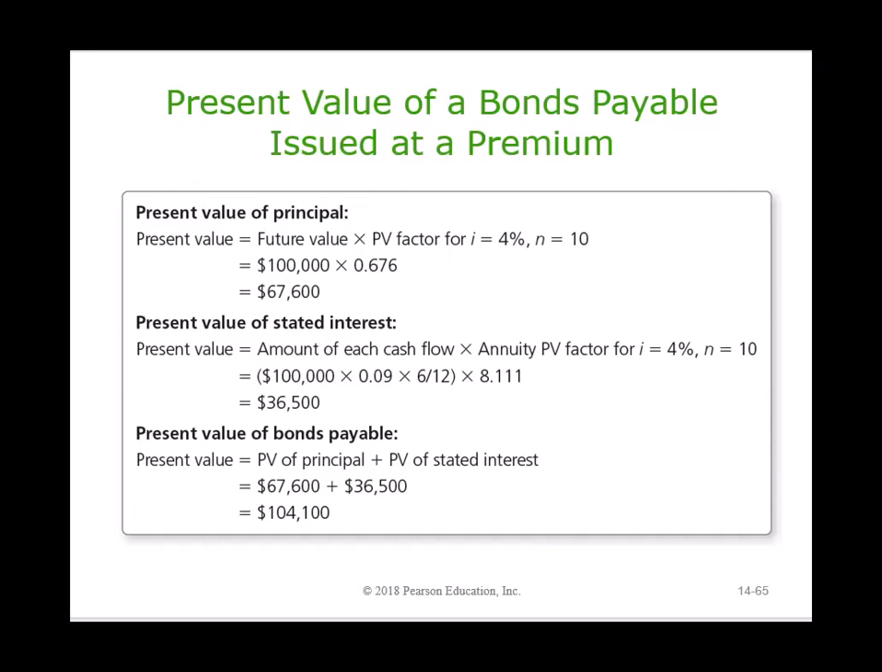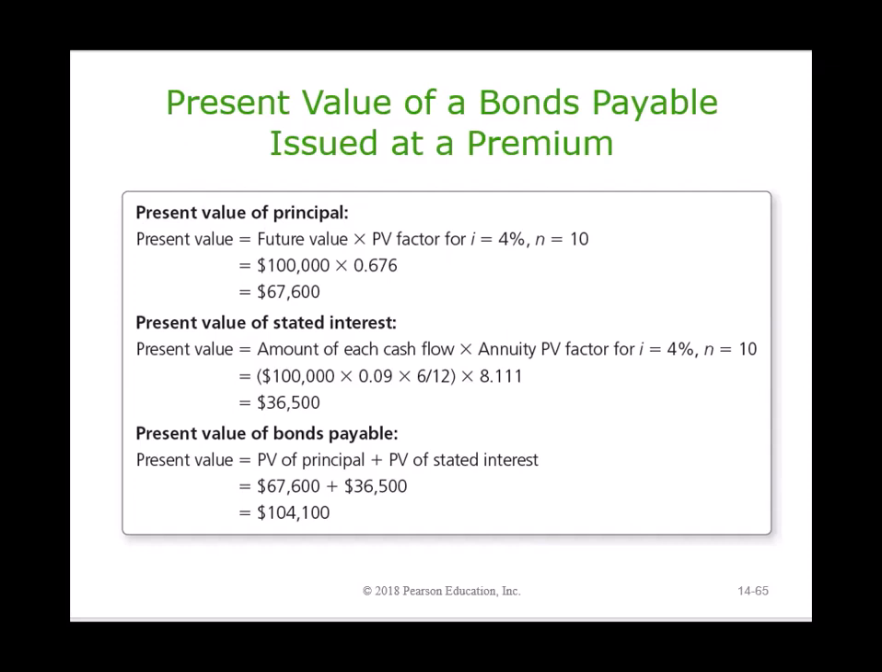Now we figure out the present value of those interest payments. Again, we're going to move to the annuity table. We go down to interest period 10, and scoot over to the column for 4%. At that intersection point, you should find the annuity present value factor of 8.111. We multiply that by the annuity amount of $4,500, and we get $36,500.